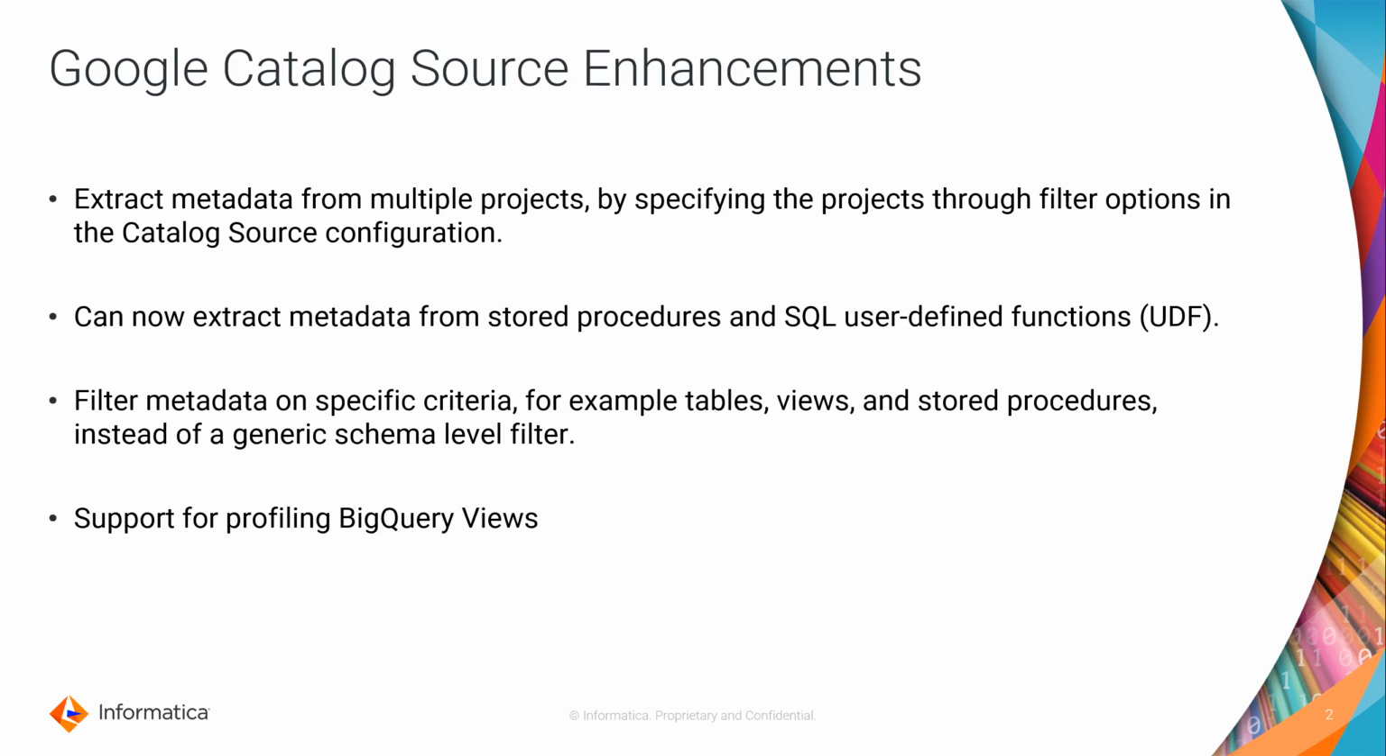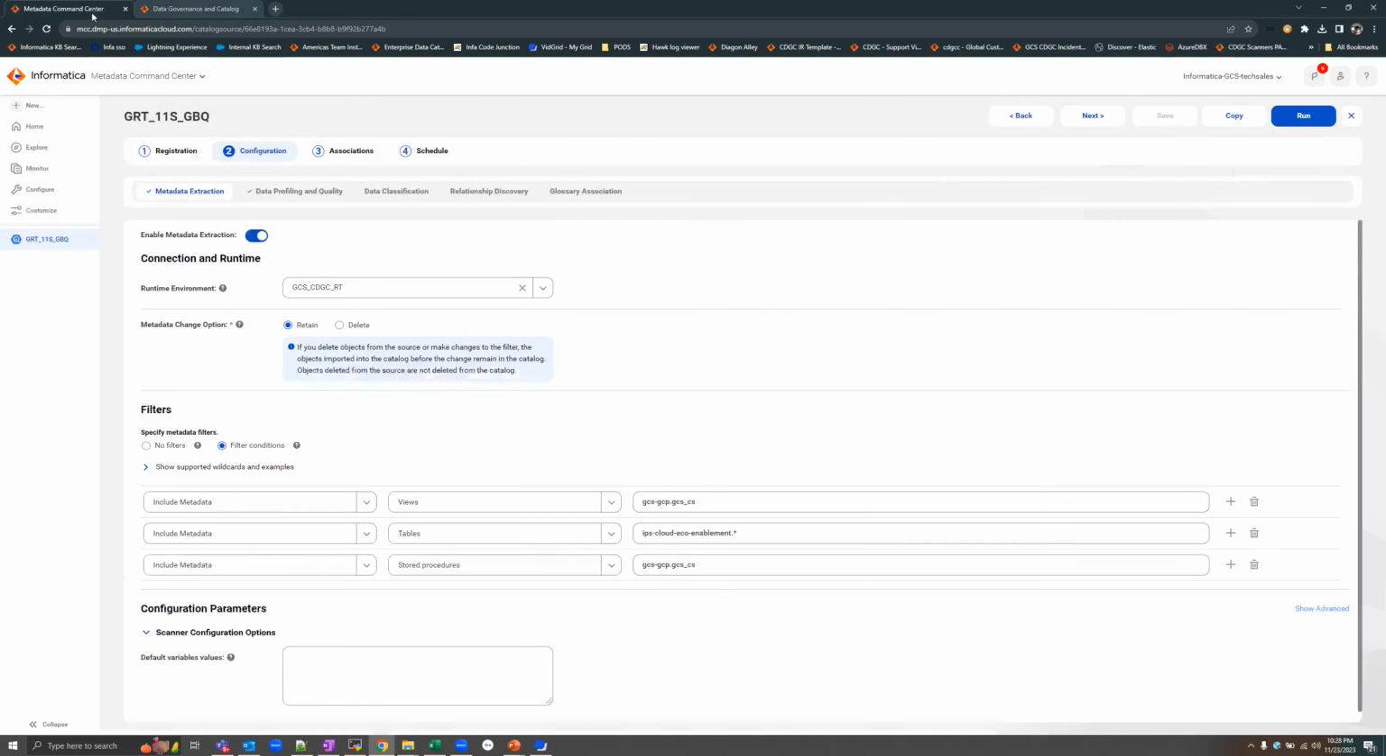Through the November release, users can now also extract metadata from stored procedures and SQL user-defined functions. You could enable this as a filter in the Metadata Command Center, where you could include metadata and only extract stored procedures from a particular dataset. Or if you select all, and if there is a stored procedure under the filtered dataset, metadata from the stored procedure would be extracted by the CDGC scanner.